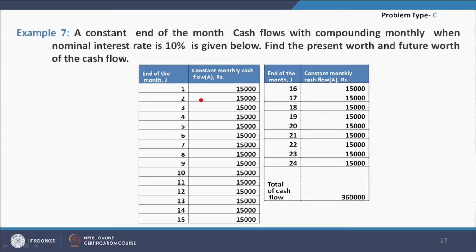Now, let us take another example. A constant end of the month cash flow with compounding monthly when nominal interest rate is 10% is given below. Find the present worth and the future worth. Now, if we see this cash flow, this is flowing from month 1 to month 24, that is 2 years, and the total value of this cash flow is 3,60,000. Now, as the payments are given at different time periods, we can find out the present worth and future worth of this cash flow.